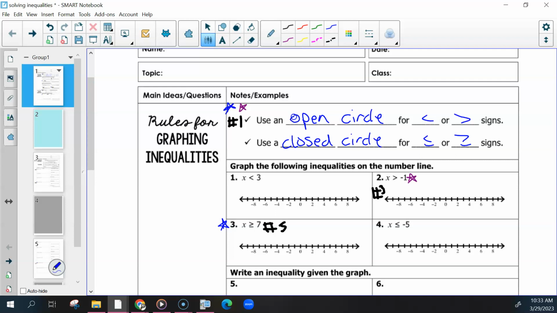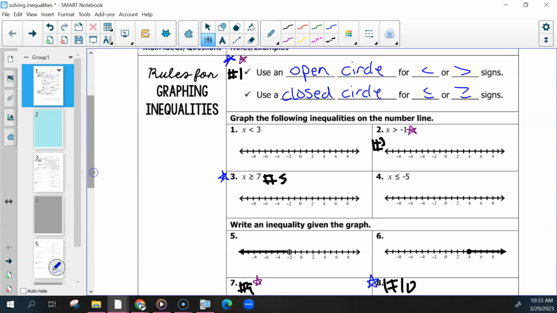So look at the sign you're given. For number 1, it's strictly less than, so that would be an open circle at 3, going to the left. Usually the way it's pointing is the way you're going to draw. I say usually because that's not always the case, but most of the time that's the case.